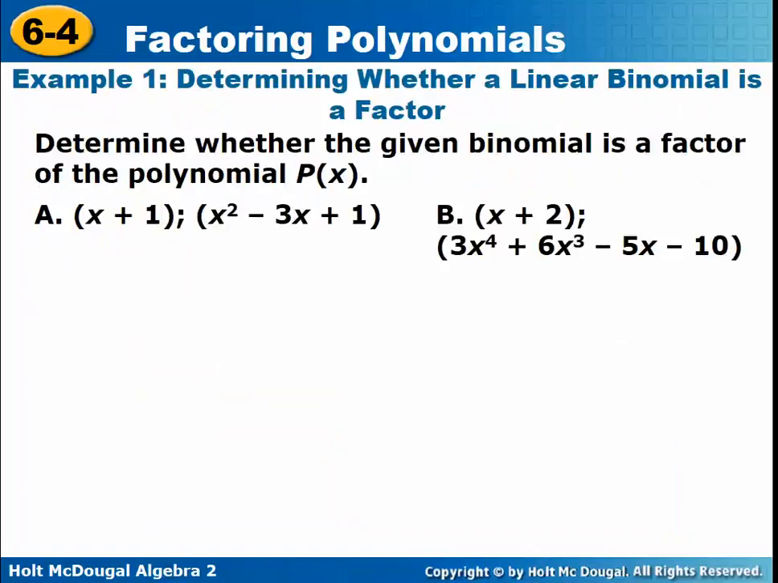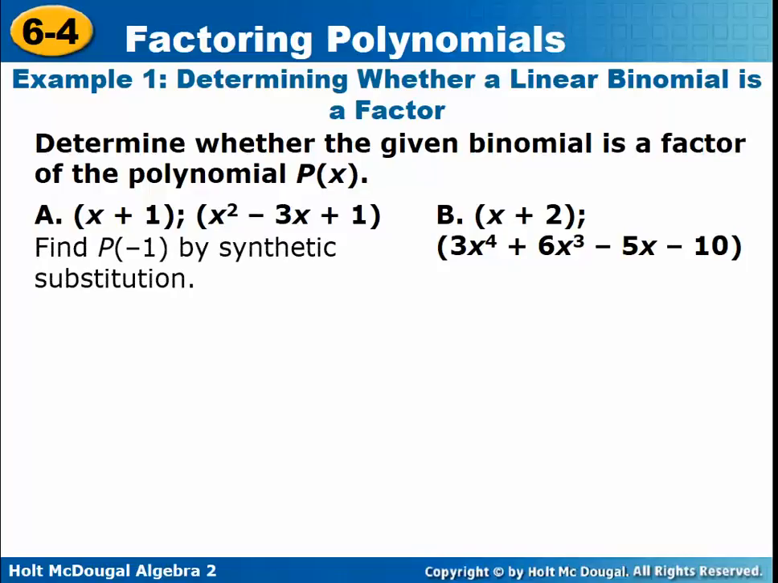All right, so let's check and see whether the given binomial is a factor of the given polynomial, p of x. So in A, the first parentheses is the possible factor, that binomial that we want to see if that's a factor, and the second parentheses is the polynomial p of x that we want to see if that would factor to have x plus 1 as one of its factors. So we could try to factor it, but some of them, like in B, we can't factor in normal methods. So here's what you do. We want to take the opposite sign of not the x, but the number after it. So p of negative 1. And then we're going to do synthetic substitution.